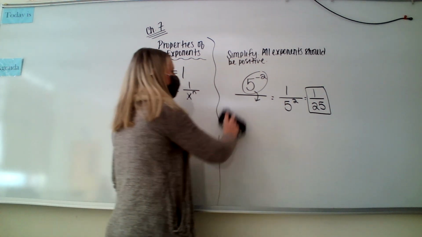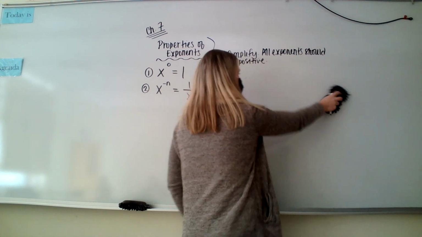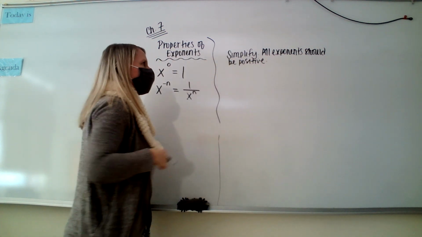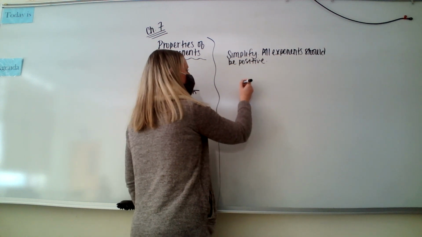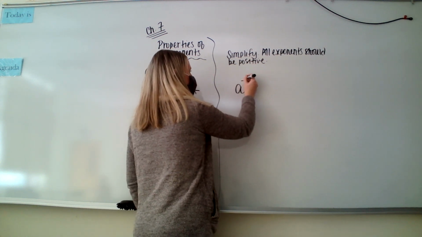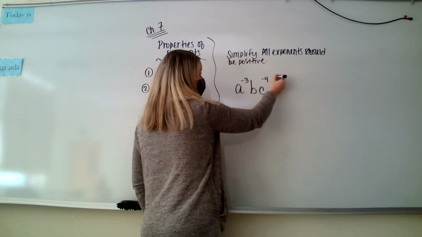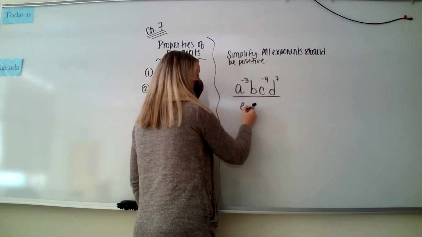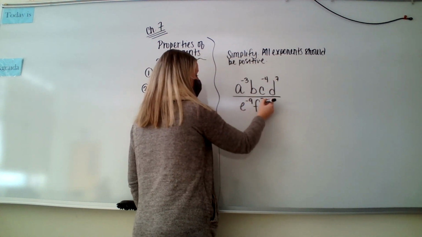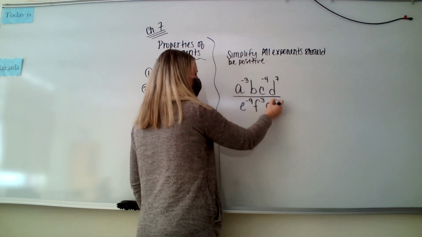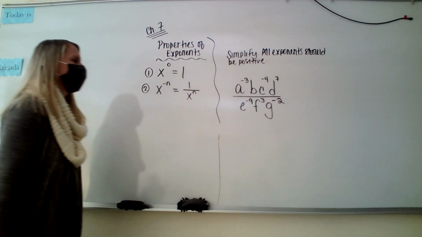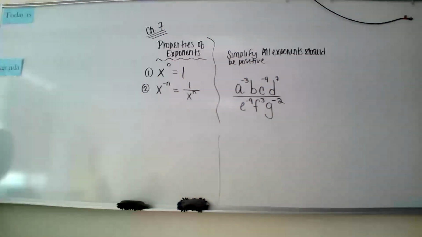All right, so last one. If I gave you something like this and said simplify, all exponents should be positive. Let's do a to the negative 3rd, b, c to the negative 4th, d to the 7th, over e to the negative 9th, f to the 3rd, g to the negative 2nd. I'm just going to give you a second to write it. I was trying to write a little bigger. If you can't see, just let me know.